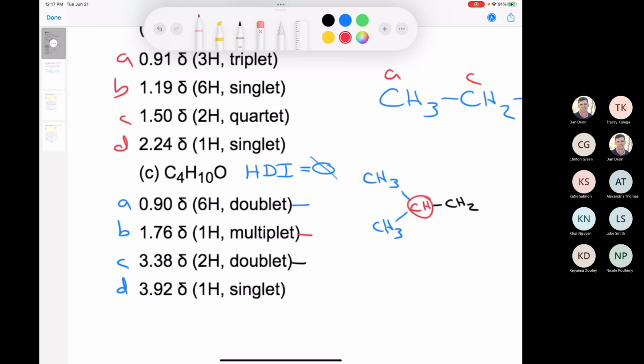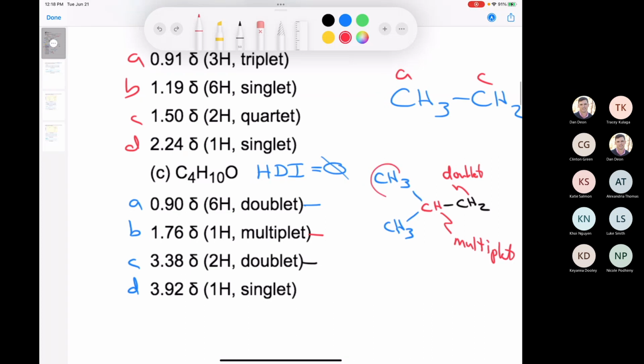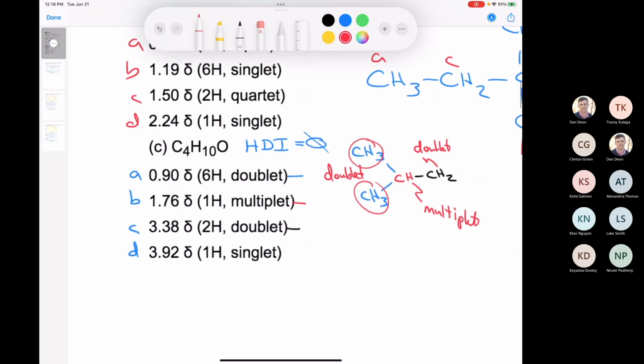Then you'd have this methine split by 1, 2, 3, 4, 5, 6, 7, 8. That would give you a nonette. There's no such thing as a nonette. It's just too many peaks. They're going to start to overlap. So this would give you a multiplet. Whereas this one would give you a doublet. And these ones are coupled next to one proton, so all of these would also give you a doublet. So that is consistent with what we've got here.